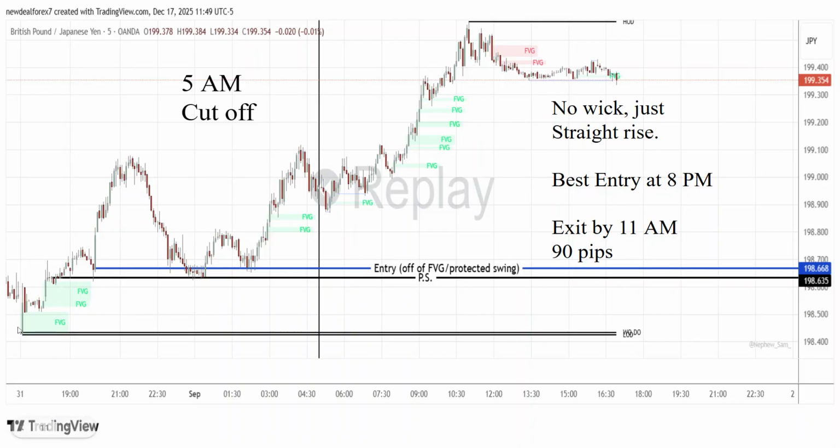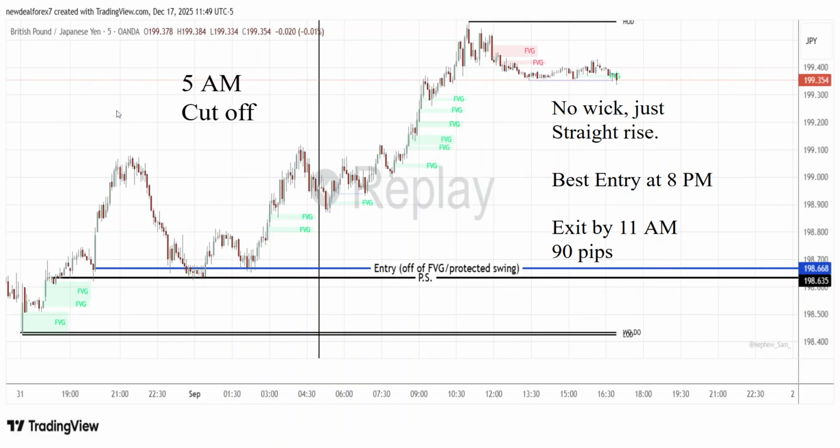Where it was right here, it was pretty much just a straight rise. It didn't really have much of a wick at all. Just boom, fair value gaps here. Remember I talked about how fair value gaps tend to hold, and then it just went straight up. So you could have got in at 8 p.m. and you would have exited by 11 a.m. the following day. It would have been an overnight hold.